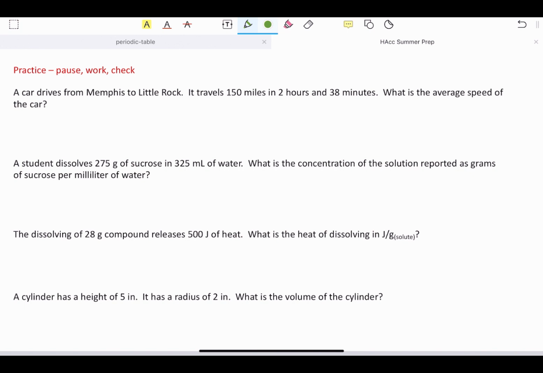All right, good luck. Okay, so we have a car. It travels 150 miles in 2 hours. Speed, right? So we would ask ourselves, what is speed? Speed is distance per time.